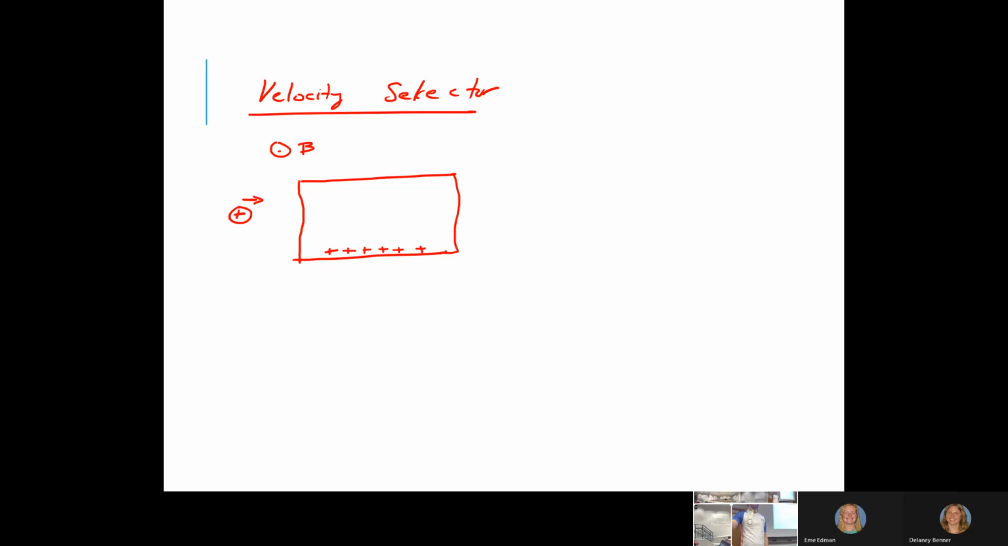Right, it gets deflected down. That means you get some excess positive charges on that surface. Okay. Next question.